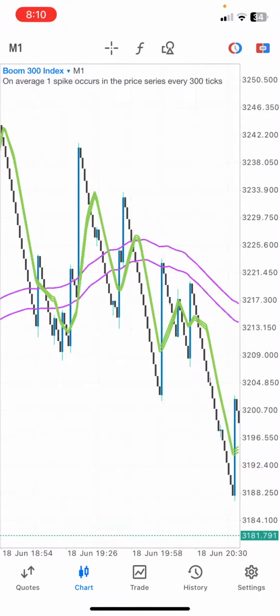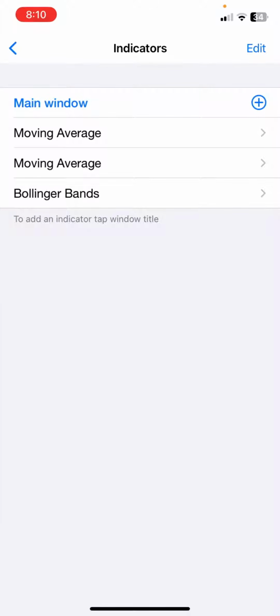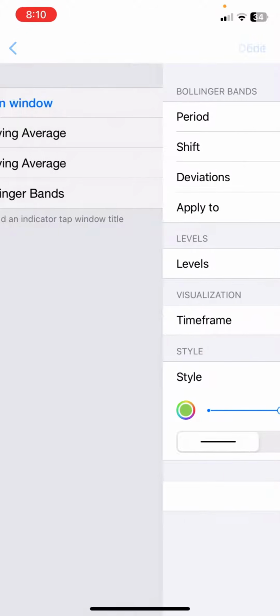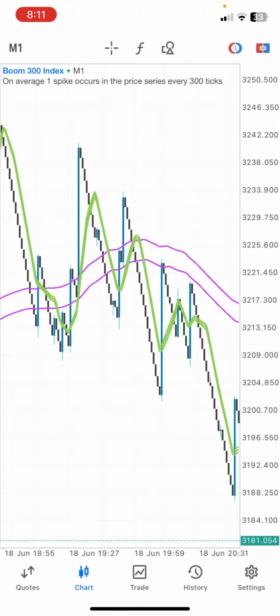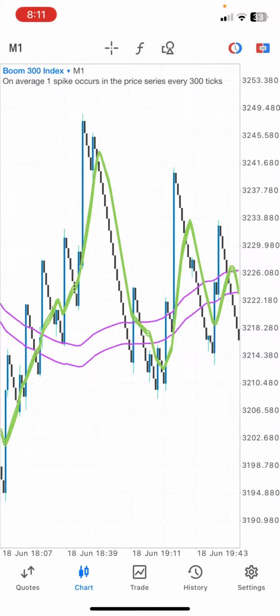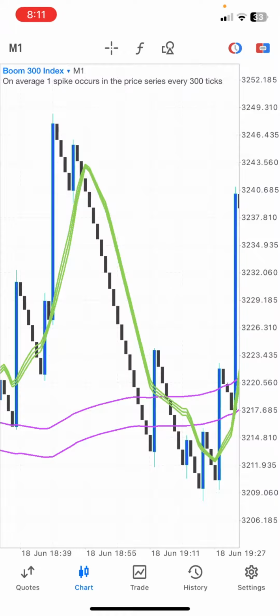Now to the next indicator, the Bollinger Band. This Bollinger Band is the last but not the least indicator that we are going to be adding. Click on the F plus and then search for the Bollinger Band. When you click on it, this is how it's going to look. The period is going to be 9, the shift is 0, the deviation is going to be 0.100, and apply to is weighted close (HLCC/4). The level is not necessarily the time frame. Choose any color you desire and click on done. This is what the chart is going to look like when you have set everything up.